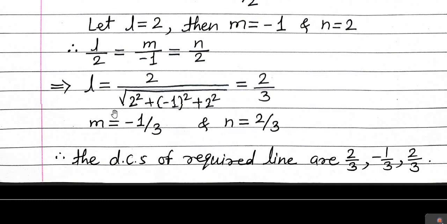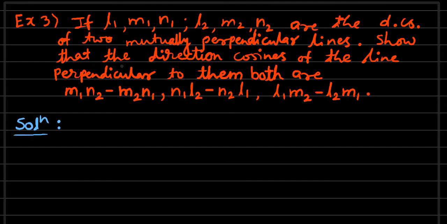Next, we will move to the third example. Example number 3 is: if L1, M1, N1 and L2, M2, N2 are the direction cosines of two mutually perpendicular lines, then show that the direction cosines of the line perpendicular to them both are M1 N2 minus M2 N1, N1 L2 minus N2 L1, and L1 M2 minus L2 M1.